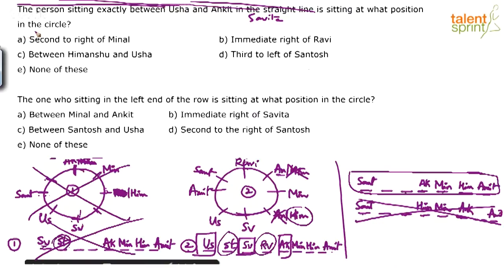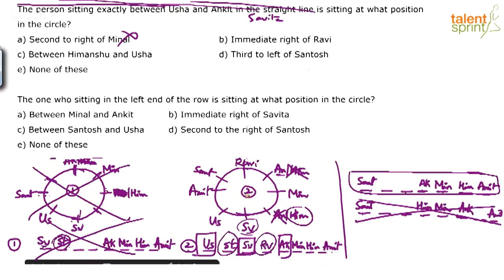Savita is sitting at what position in the circle? Now where is Savita? Savita is sitting here, right? So what position in the circle? You have to anyway look at the options, because there can be 100 ways of looking at it. So go by the options. Second to the right of Minal. Is it second to the right of Minal? No, this is second to the left of Minal. So option A is wrong.